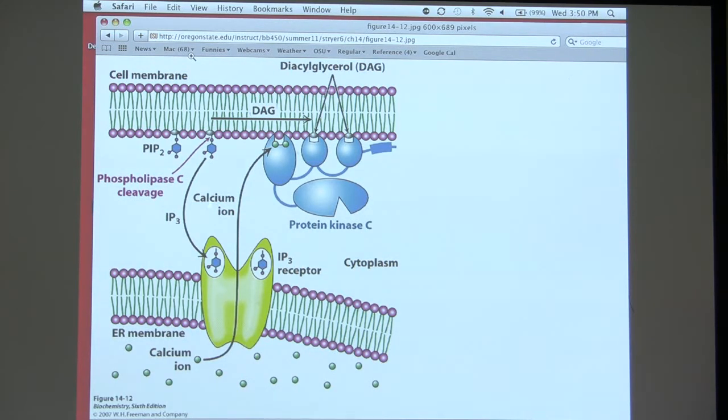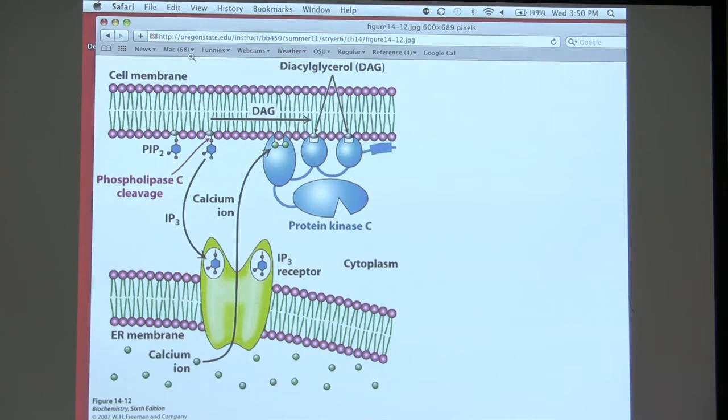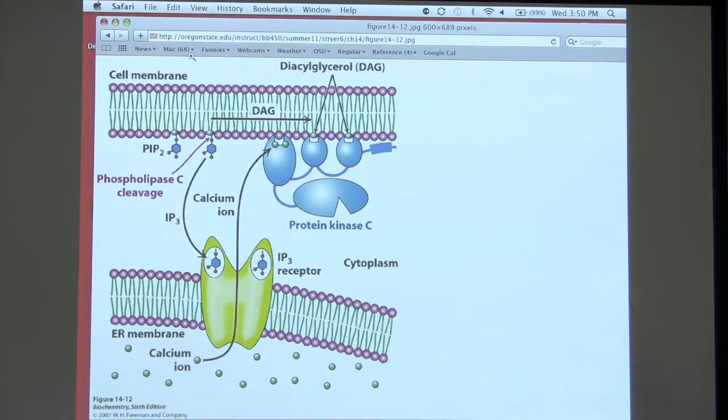The calcium ions go, and they can cause a variety of things. Like I said, they can cause muscular contraction. They don't all have to go to this one place. But in this case, they're binding to this enzyme called protein kinase C. That's important because the activation of protein kinase C requires two things. One, it requires calcium ions, which you see here. And second, it requires diacylglycerol, which was released in the first process.